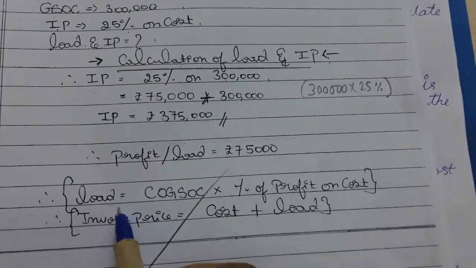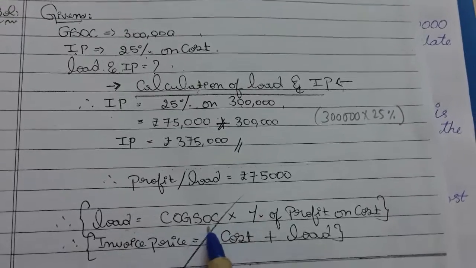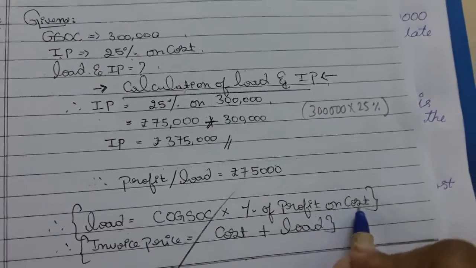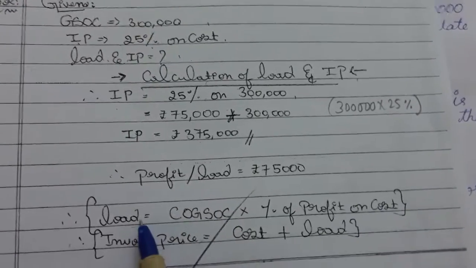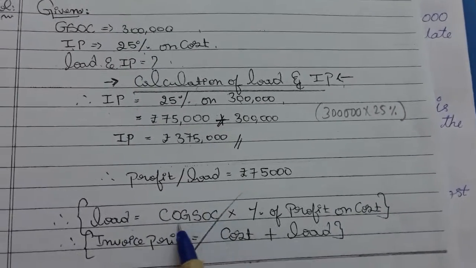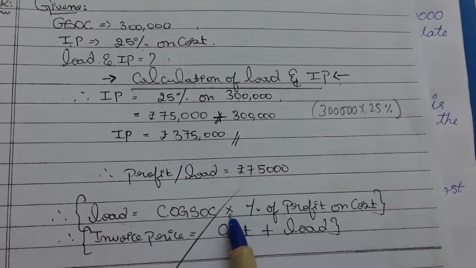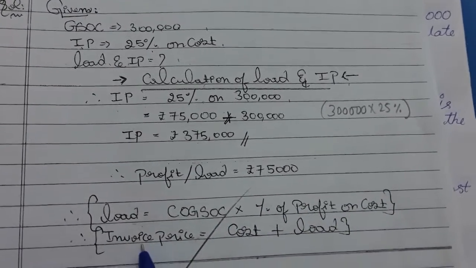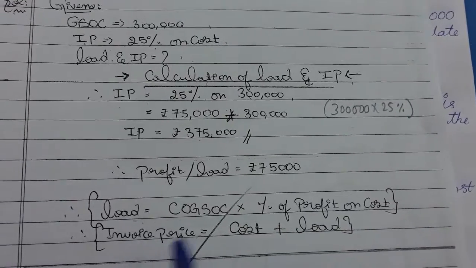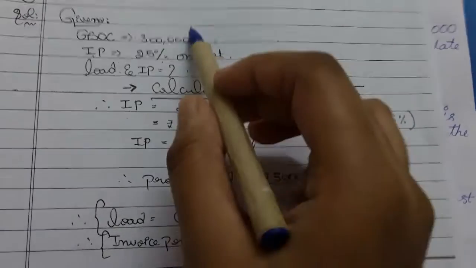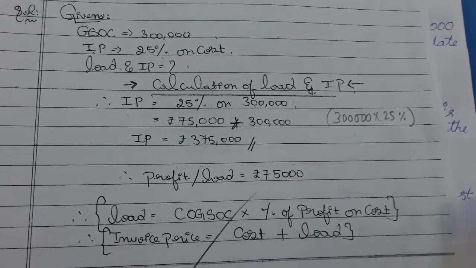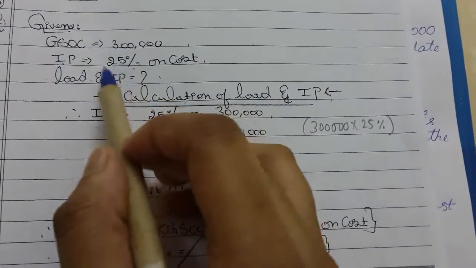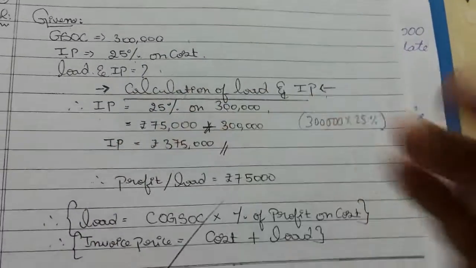So now, how to calculate loading? Loading is equal to cost of goods sent on consignment multiplied by the percentage of profit on cost. Then invoice price is equal to cost plus loading. Cost is 3 lakh, loading is 75,000. Hope you have understood this problem. Here the invoice price is given as 25% on cost itself.